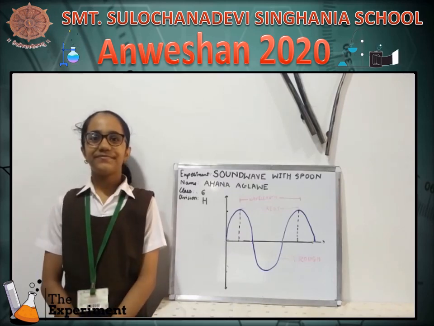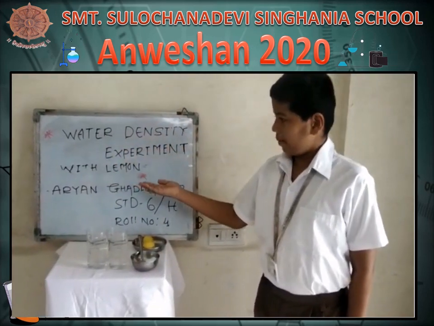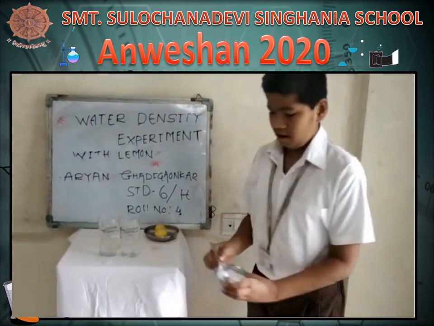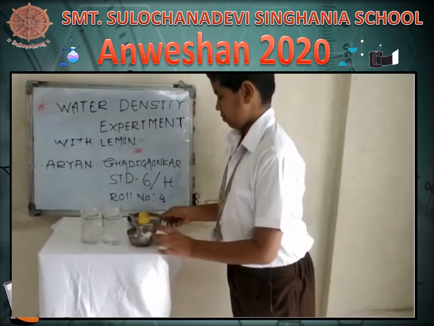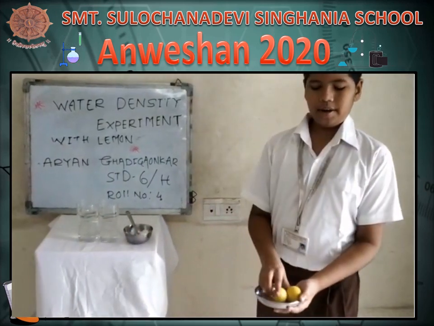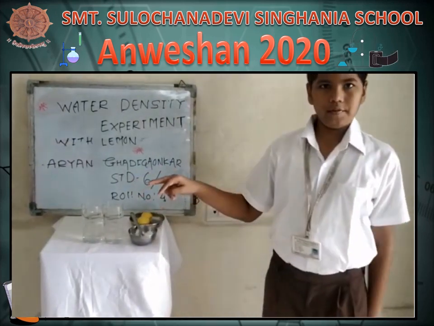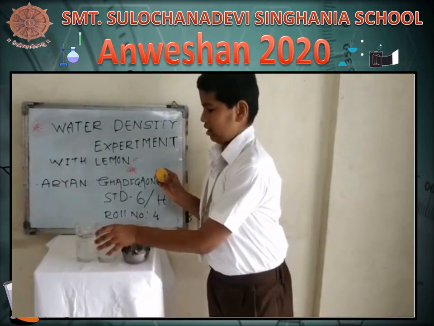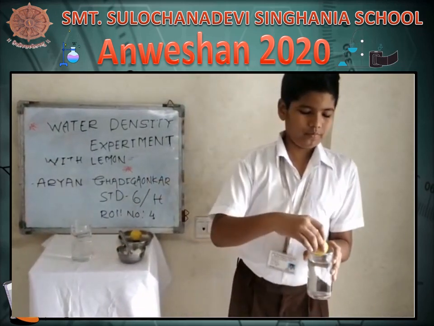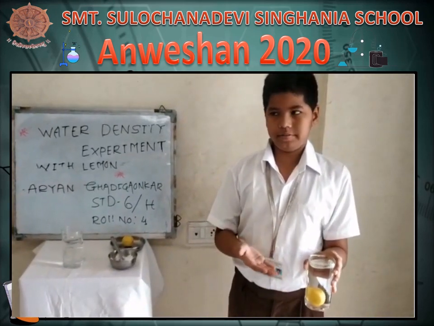Today I will do an experiment on water density with lemon. For this we need one bowl of salt, 2 lemons, and 2 glasses filled with water. Now I put 1 lemon in this glass. What you can see is that the lemon is sinking.